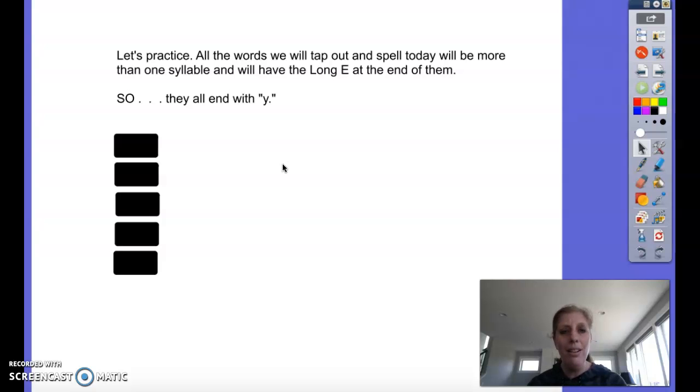Like, don't copy your neighbor's paper, copy. So we're going to tap out the first syllable, cop. And the last syllable is E, so spelled like a Y. So cop, C-O-P-Y. Copy, C-O-P-Y.